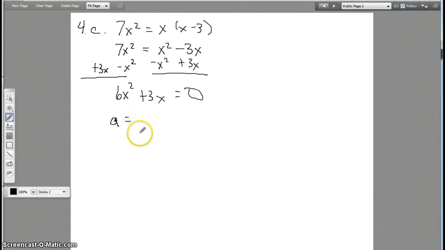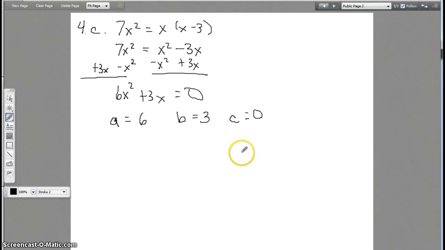A is the coefficient in front of our x squared. So the number in front of x squared is a 6. B is the coefficient in front of our x, so that's going to be a 3. And C is our constant. Well, there isn't one, so that must be 0.